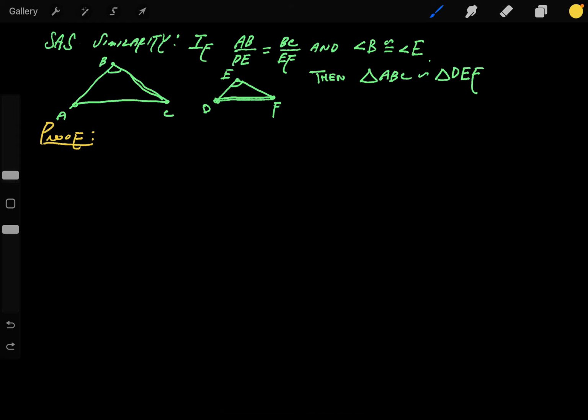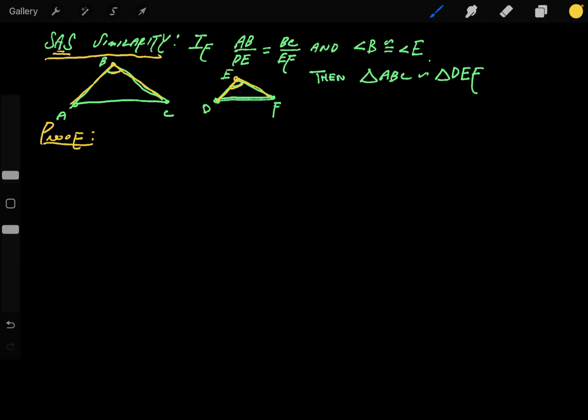Okay, so we're going to prove SAS similarity, which basically says that if the ratio of this side to this side is equal to the ratio of this side to this side, and the angle between them is congruent, then the two triangles are similar. So how are we going to do this?